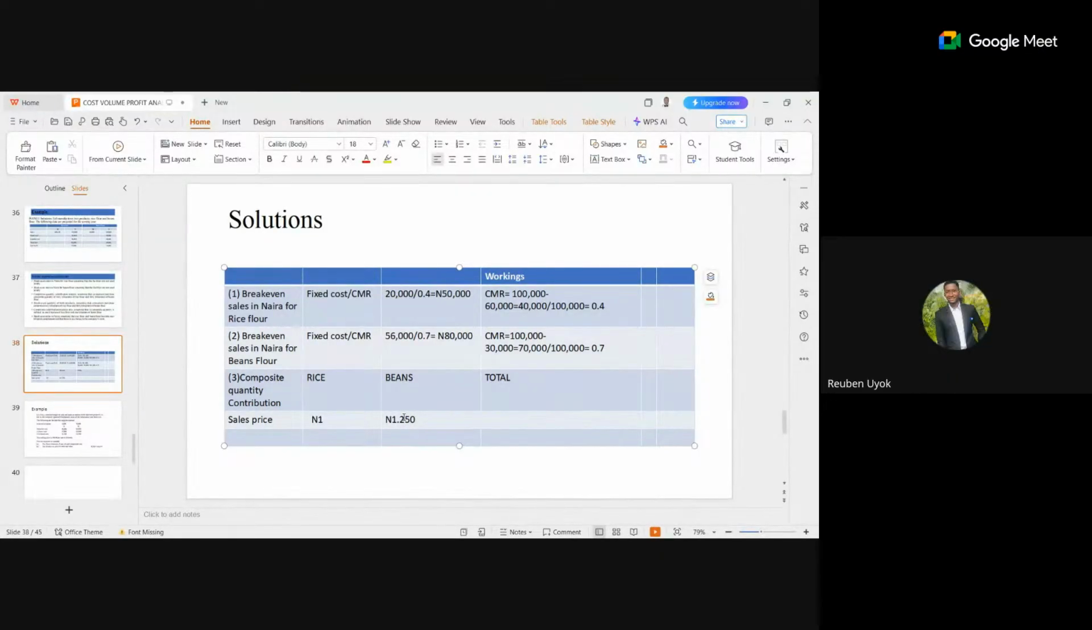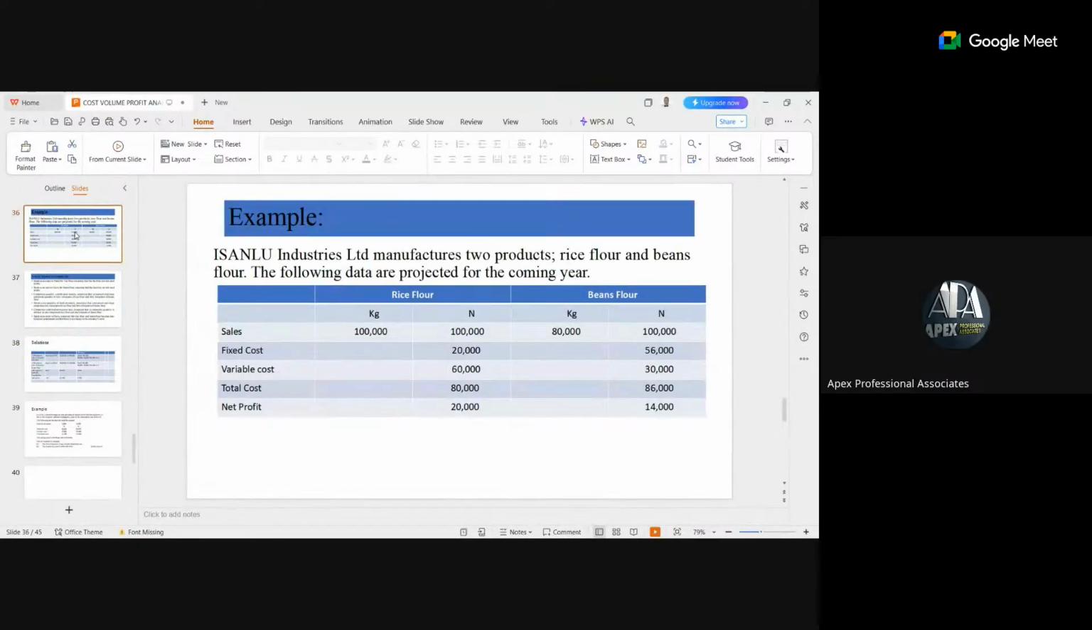So what will be the total sales price? You add, 2.250. Now, for variable cost, let's go for variable cost. Variable cost per unit will be what? I'm pressing my calculator. Somebody should press. 0.6 for rice. 0.6. Fine.